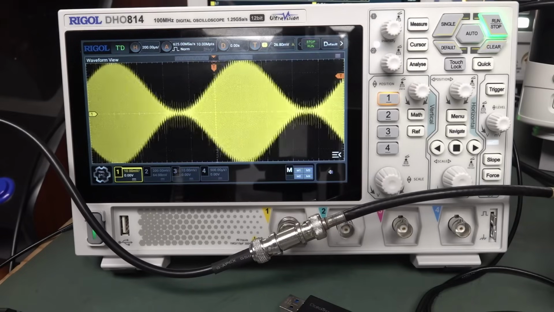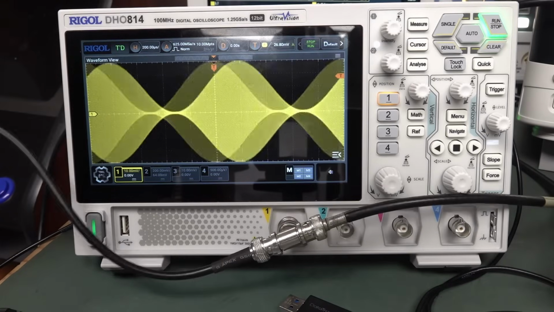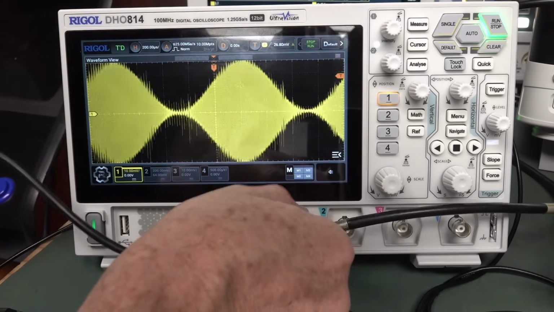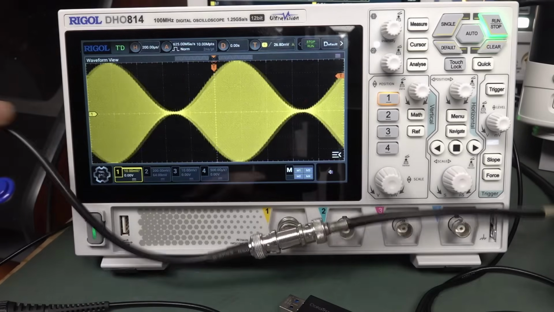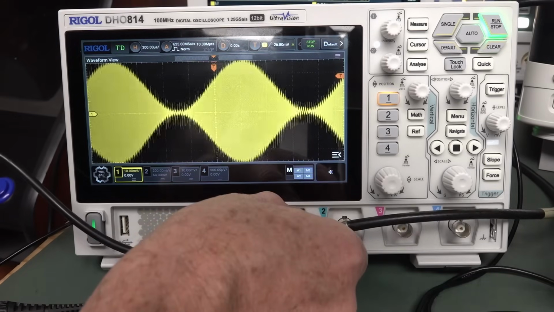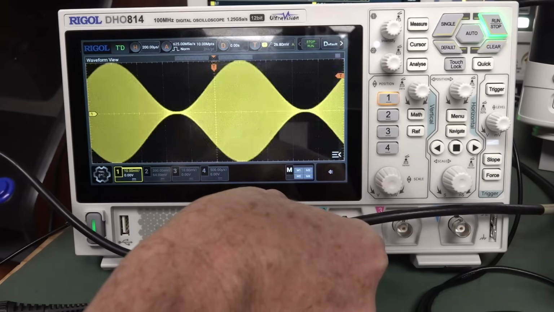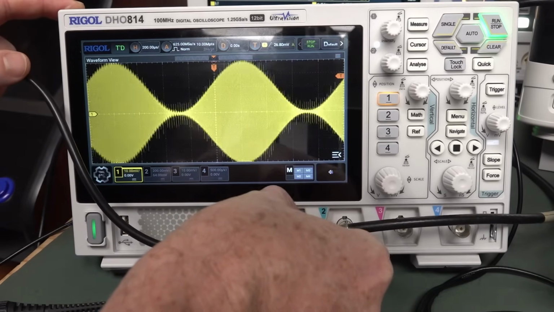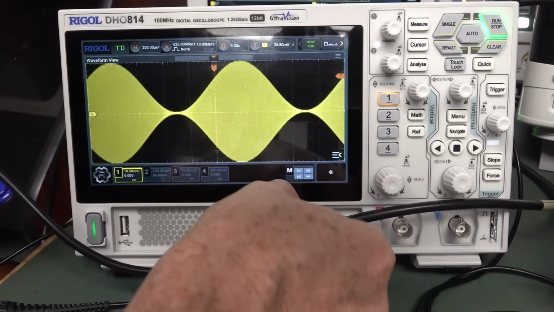I can confirm it's not on two other scopes. What, I'm just twisting the coax? I don't understand what this is. I don't get it. And it seems to be physically, wow, whoa, you saw that. What the heck?